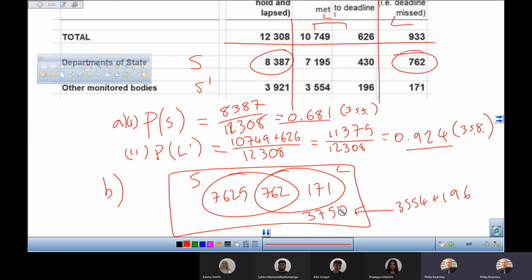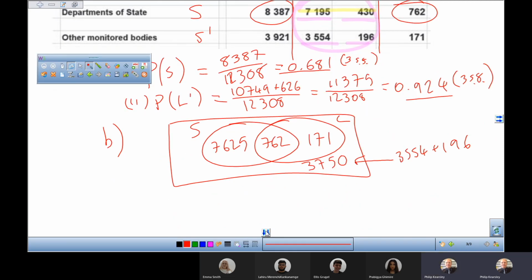Find the probability of S given S dash. Sorry, given L dash. So out of the L dashes, this is probably where it's going to get tricky, right? So out of the L dashes, the ones we want are the S's. Find the probability of S out of the L dashes.